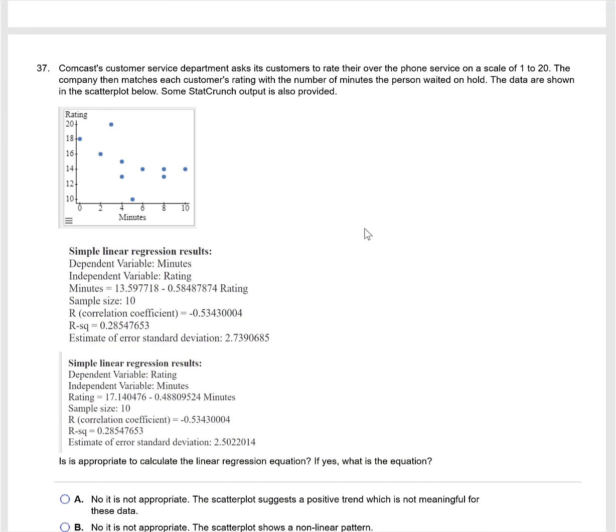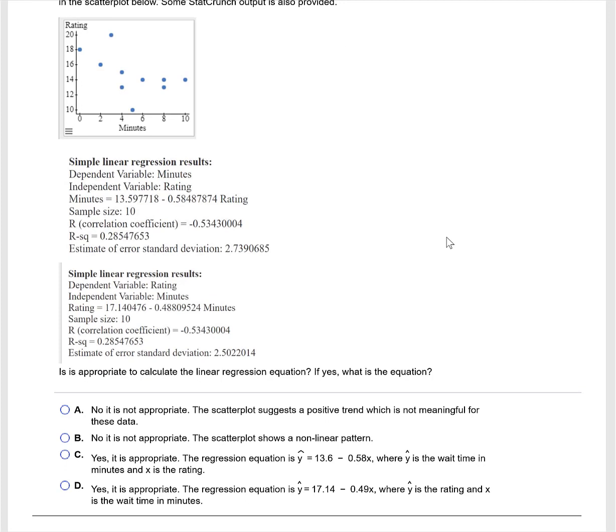So on this one, it says Comcast Customer Service Department asks its customers to rate their over-the-phone service on a scale of 1 to 20. The company then matches the customer's rating with the number of minutes they waited on hold. The data are shown below. Some StatCrunch output is also provided. Is it appropriate to calculate the linear regression equation? If yes, what is the equation?